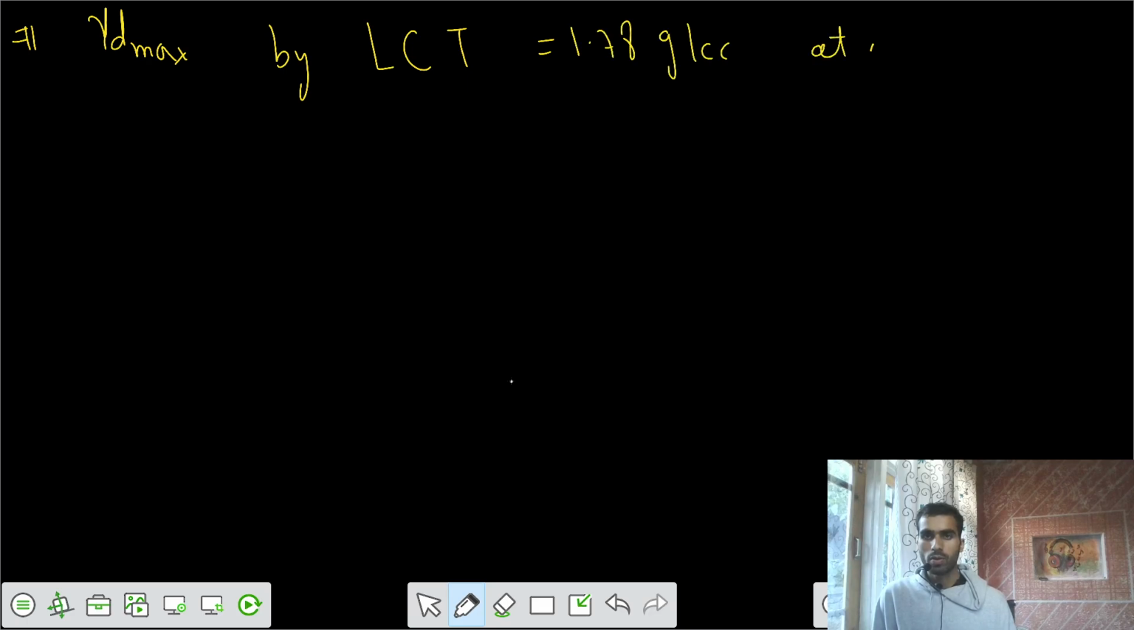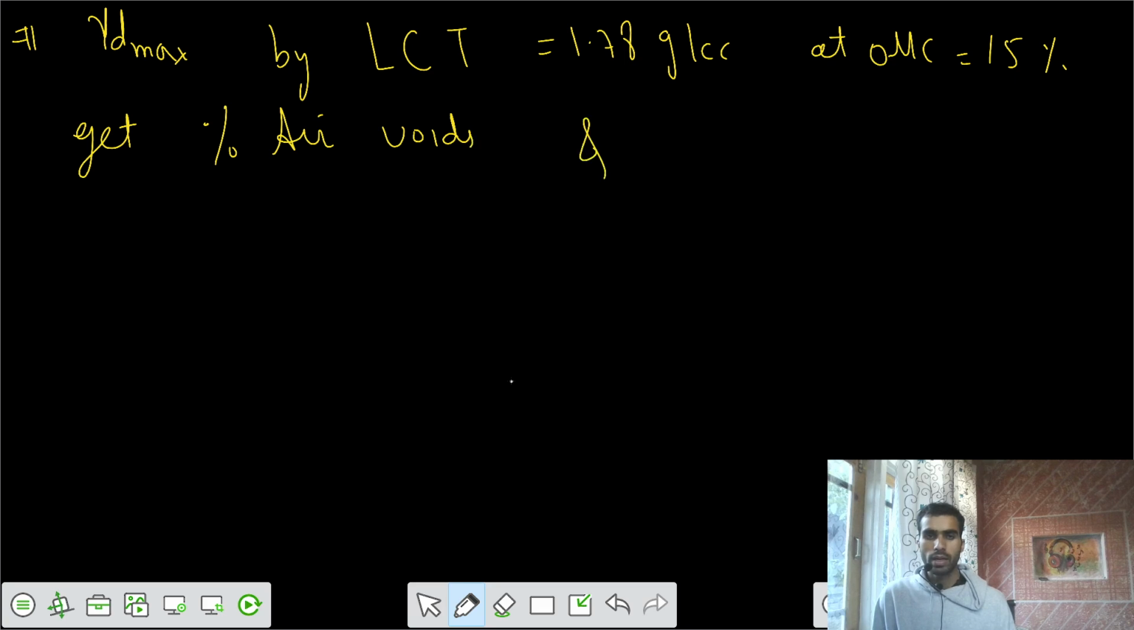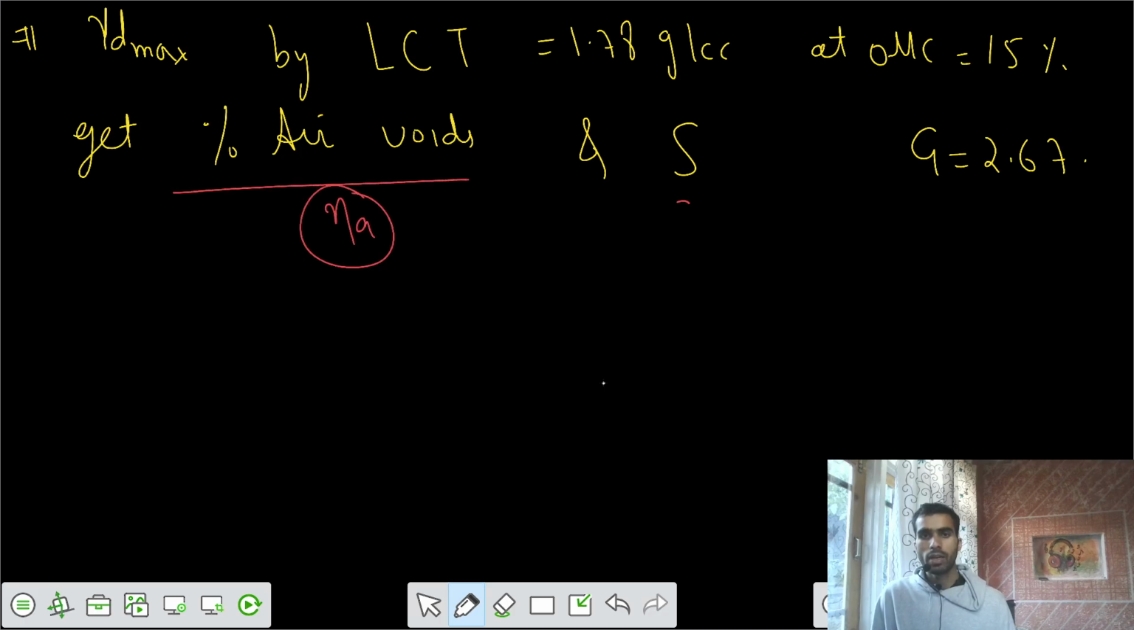Okay, let's take one more. Let's say that your gamma D max by the light compaction test equals 1.78 gram per cc at an optimum moisture content of 15%. Now we need to get the percentage of air voids and degree of saturation, for your G of solid 2.67. We need to get two data, percentage air voids, that's Na, and degree of saturation.